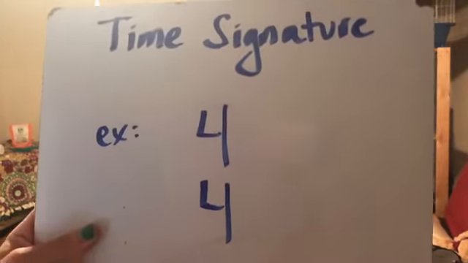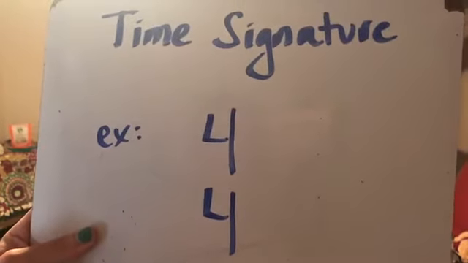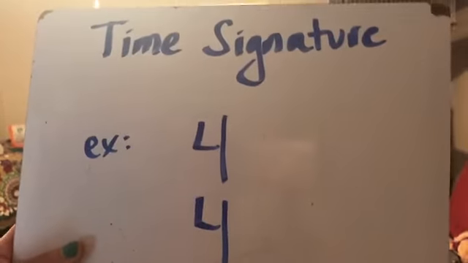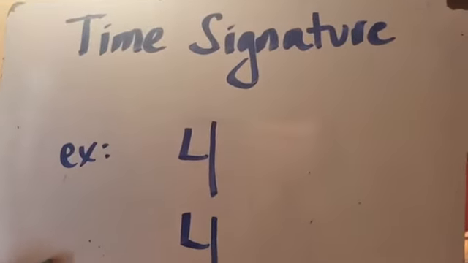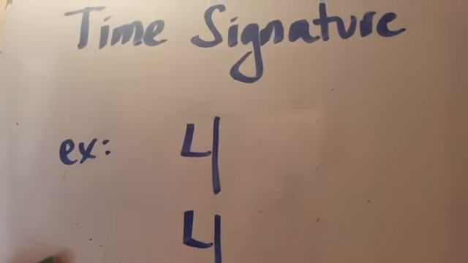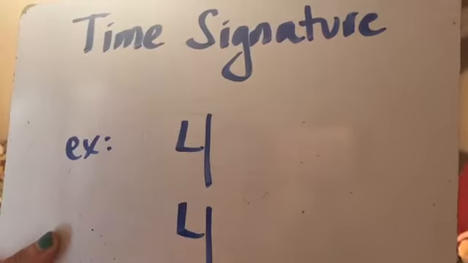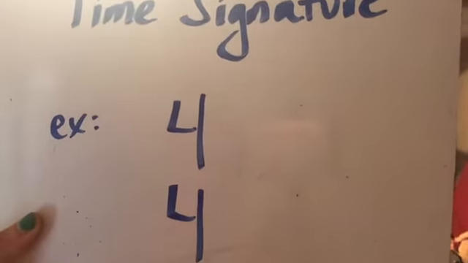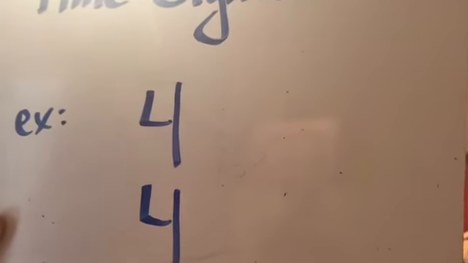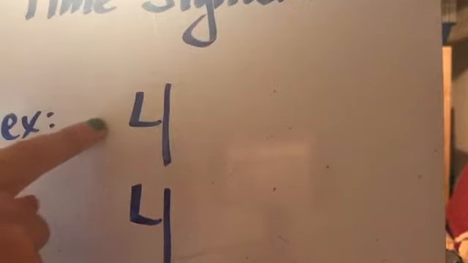Okay, we have 2 more terms to cover for this video. The first one is the time signature. So the time signature, you will always find this at the beginning of every song. Always at the very beginning, right before the start of the first measure. So you can see that it is made up of 2 numbers. So I've chosen the example of 4/4.